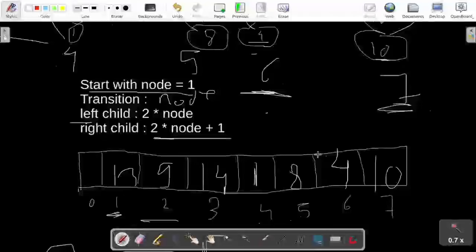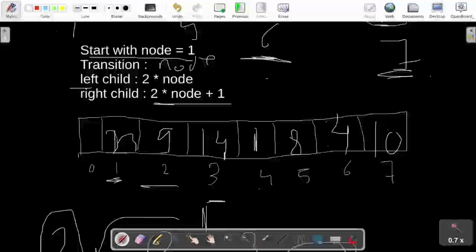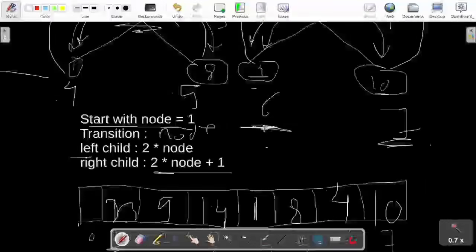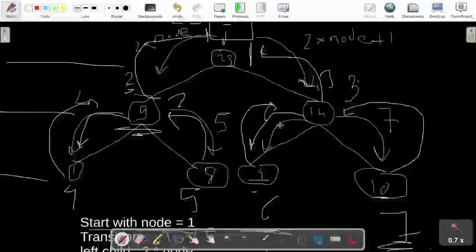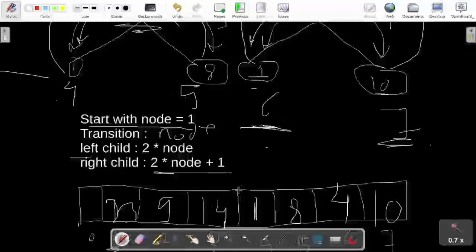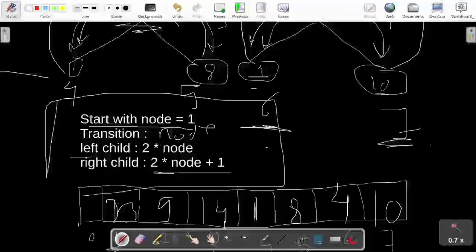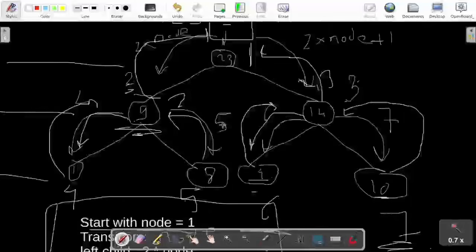8 plus 1, 9. Sorry, 14 plus 9, 23. Okay, as you can see, 23. So in this way, we store the values of our segment tree inside an array using these simple formulas and simple numbering. As you see, 1, 2, 3, 4, 5, 6, 7.